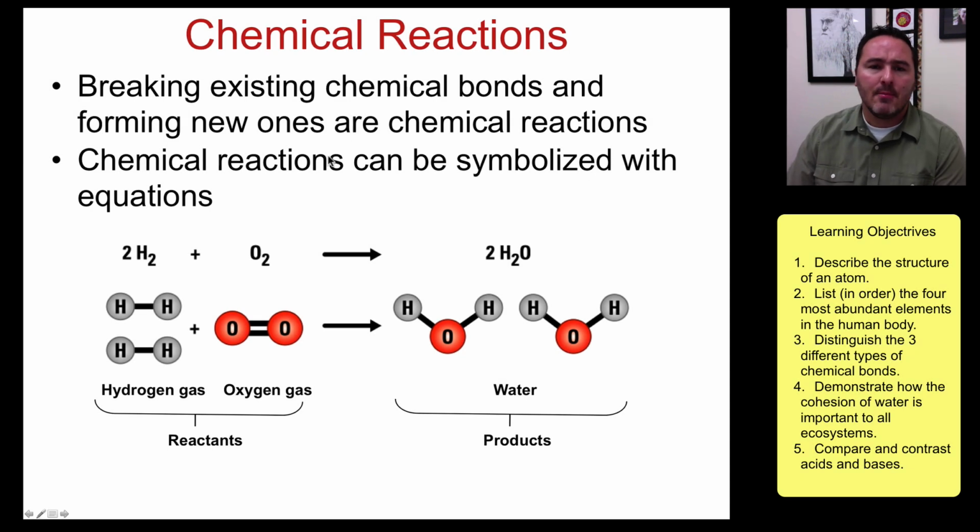Now, chemical reactions is where you break existing bonds and you form new ones. You can always do this by writing it kind of like an algebraic equation, with the reactants on one side, the products on the other, and the arrow indicating the direction of the reaction. Here, 2 hydrogen molecules combine with 1 oxygen gas molecule to form 2 molecules of water. Notice you have the same amount of atoms on each side, just arranged differently by having different chemical bonds.